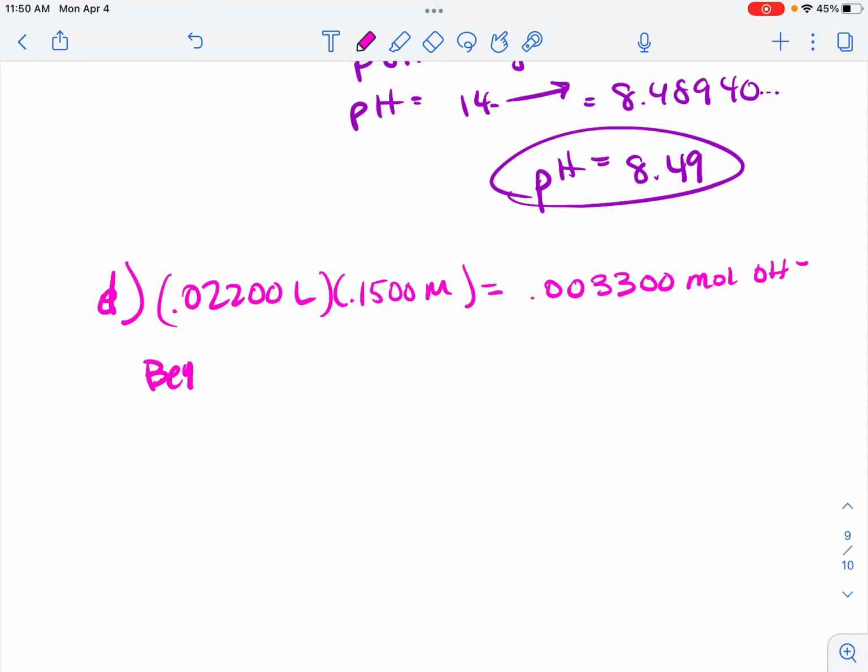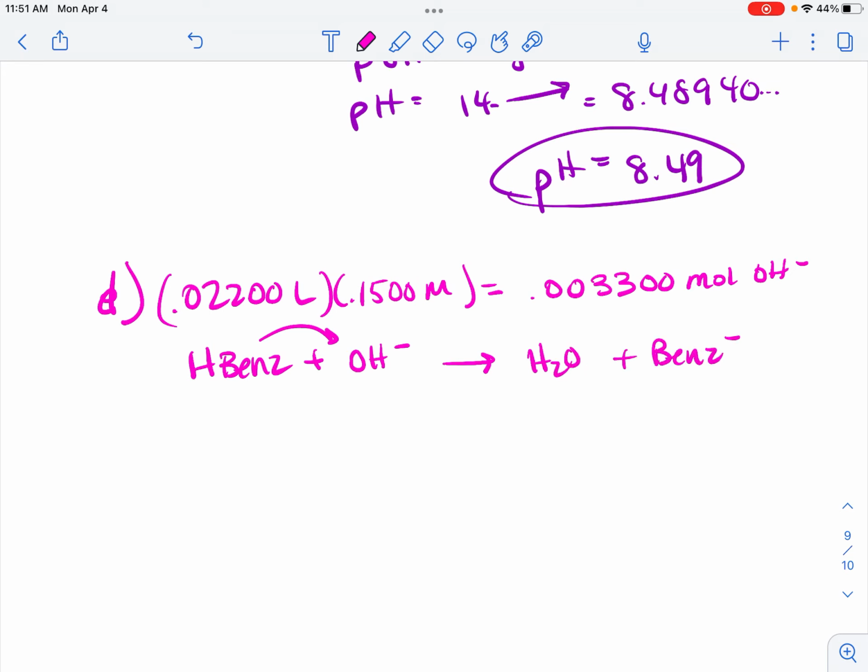I'm going to do the same thing, Benz minus plus OH minus. I always pretend I'm starting over one way. Gives me water plus H-Benz. Nope, sorry, I started that wrong. Let me start all over. I'm sorry, I'm titrating my acid, H-benzoic acid plus OH minus. This goes this way, gives me water plus Benz minus. Sorry, did not mean to mess you up.